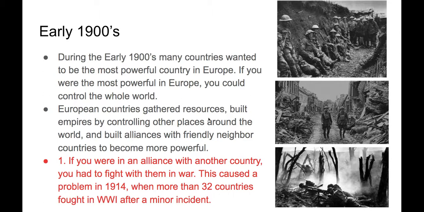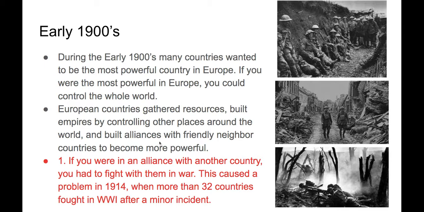So many European countries gathered resources, right? They had factories, they built them, they got them from other countries. They built empires by controlling other places around the world. So European countries would go to other countries around the world, like in Africa and Latin America, and then take over those countries to have more power.